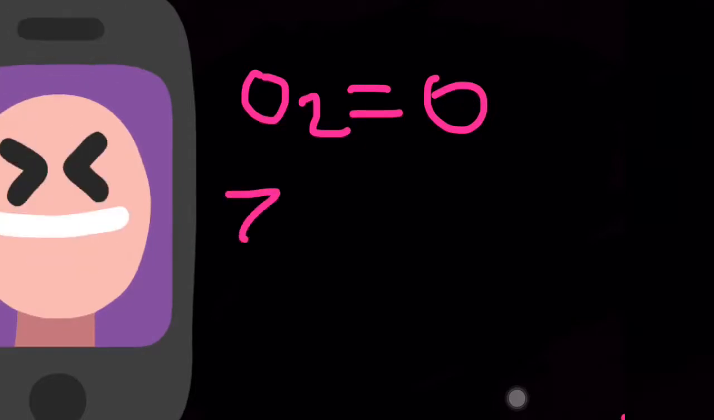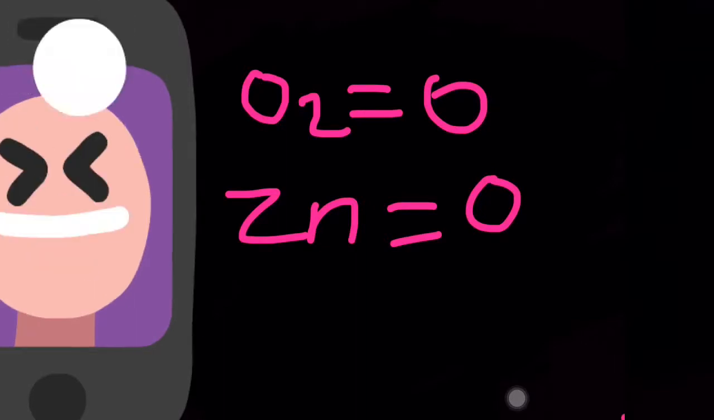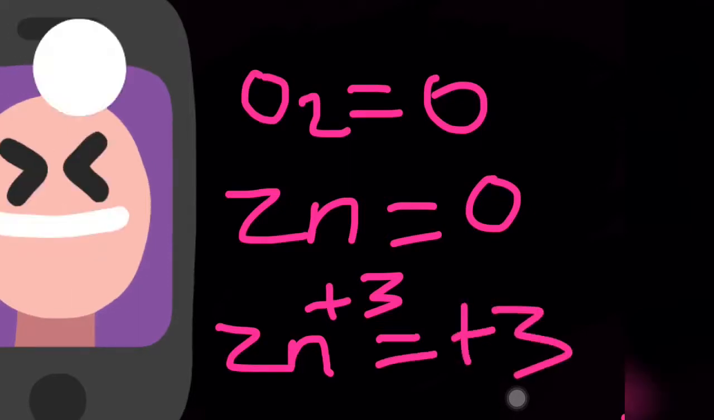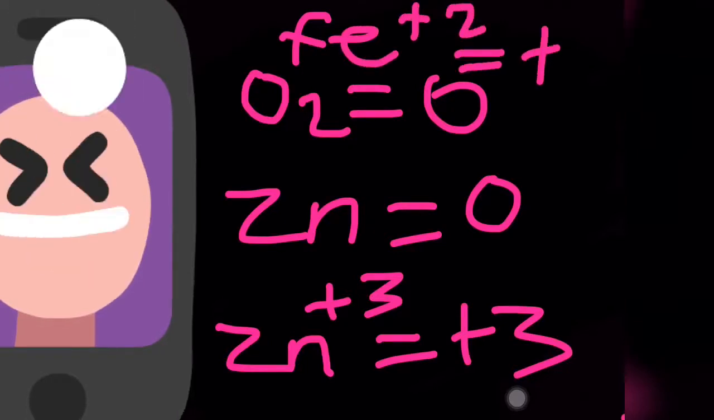The oxidation state of any pure element is always zero. Like when we have O2, which is oxygen, the oxidation state is 0. Zn, which is zinc, the oxidation state is 0. But when zinc is ionized, we say zinc plus 3. Here the oxidation state is plus 3. Or if we have Fe plus 2, the oxidation state is equal to plus 2.